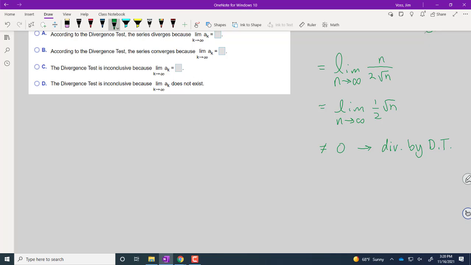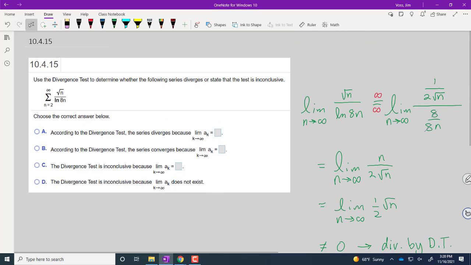And now if the limit is zero, that doesn't mean that the series converges. It just means that the series might converge. It means that the divergence test is inconclusive. Because you can have limits that are zero and still have divergent series. Obviously. The very first series we looked at, the harmonic. The limit of a sub k is zero, but it diverges by integral test or p-series.